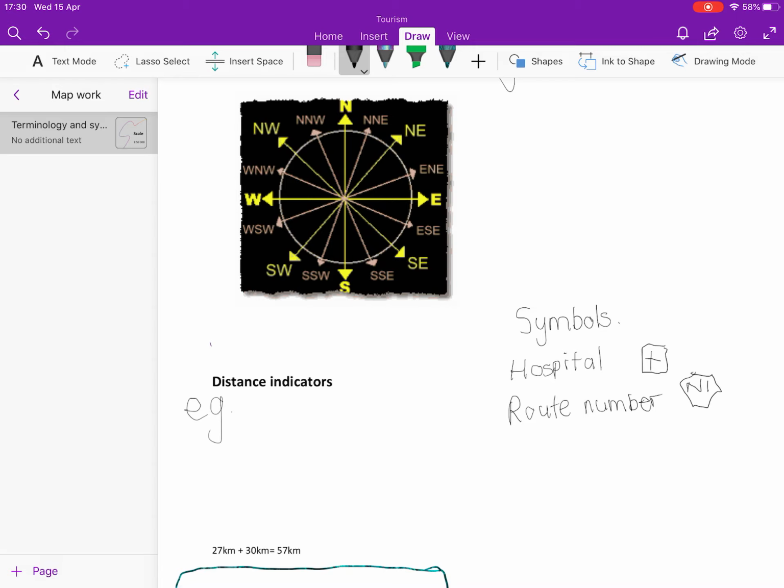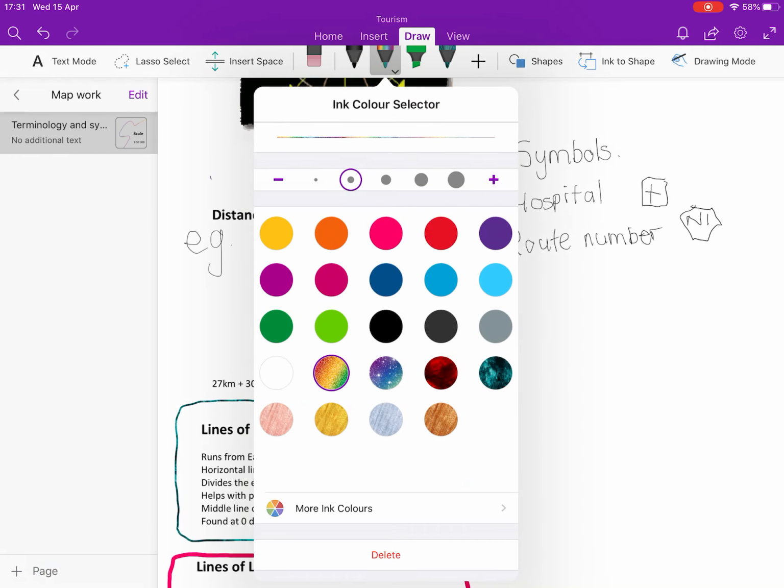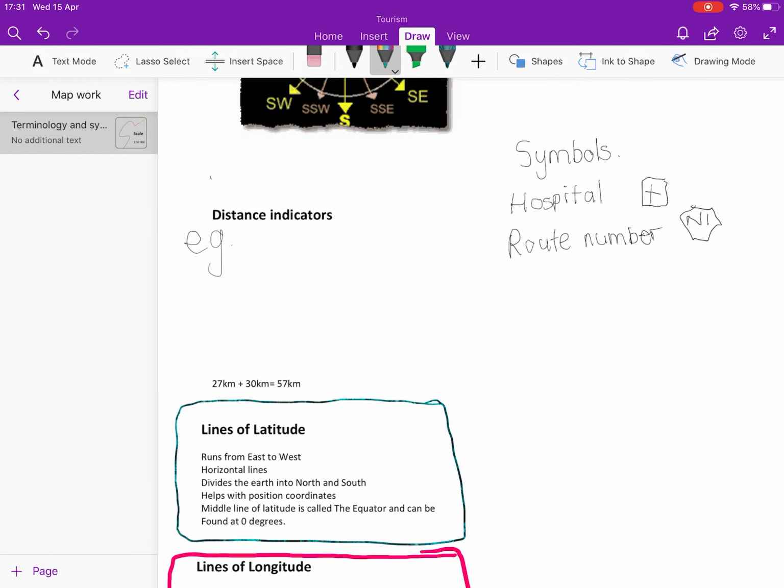There are a couple of other symbols that you can look at on your notes. Alright, the next thing that we are going to look at on your notes is distance indicators. Distance indicators help you to find the distance on a map. It works a little bit differently in tourism than it does in geography. Geography is more complex, so we're going to do something a little bit easier, looking at distance indicators.